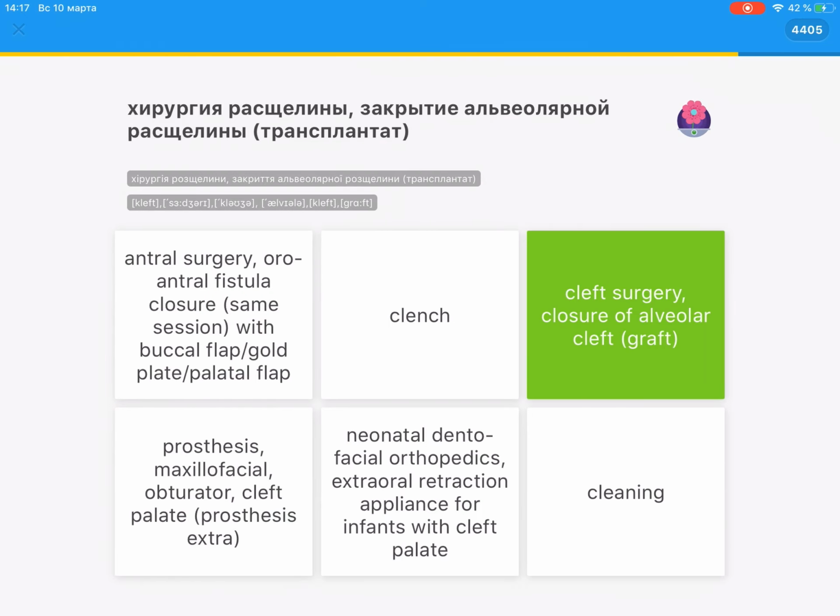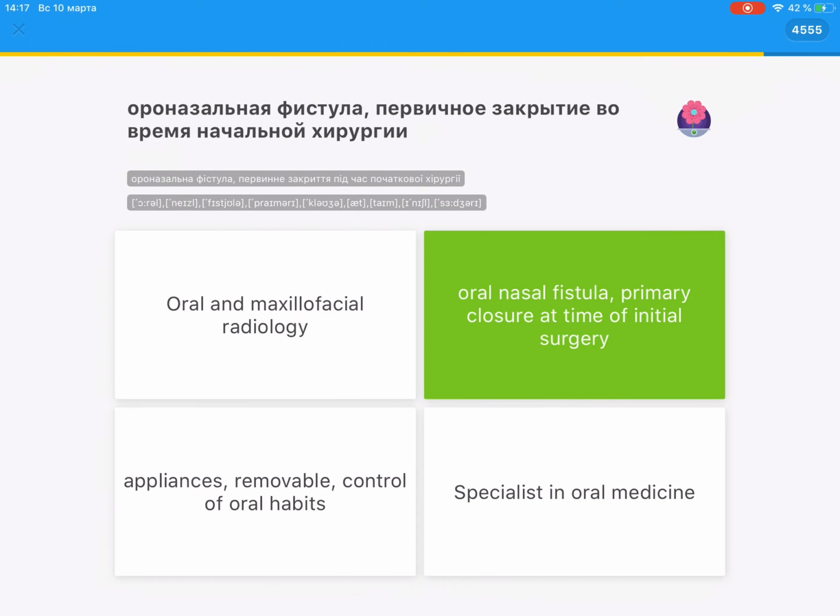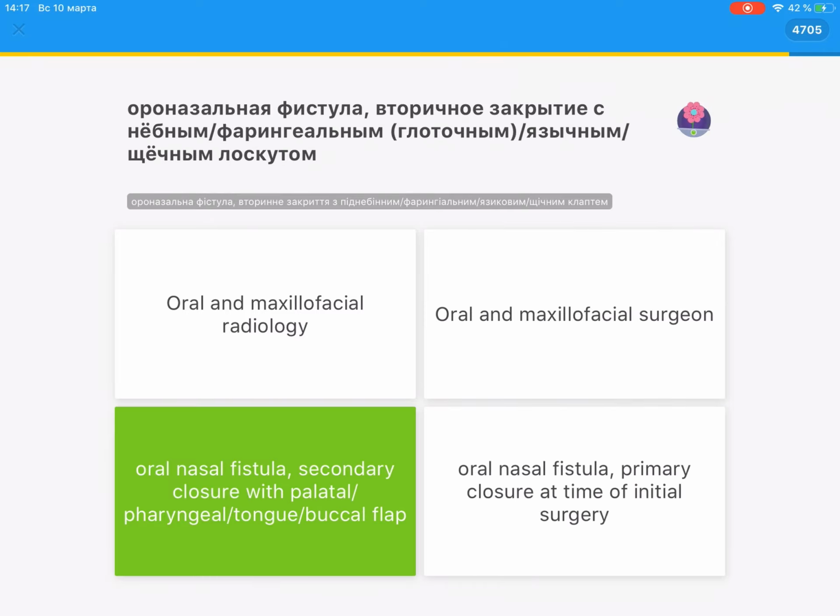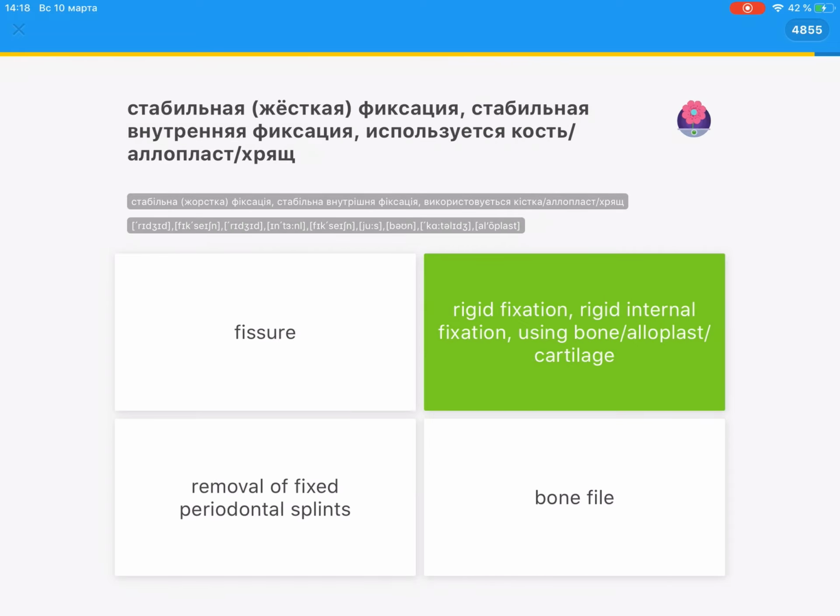Cleft surgery, closure of alveolar cleft graft. Oral nasal fistula, primary closure at time of initial surgery. Oral nasal fistula, secondary closure with palatal, pharyngeal, tongue, buccal flap. Rigid fixation, rigid internal fixation, using bone, alloplast, cartilage.